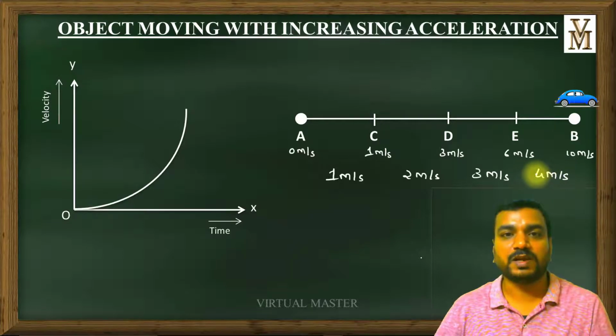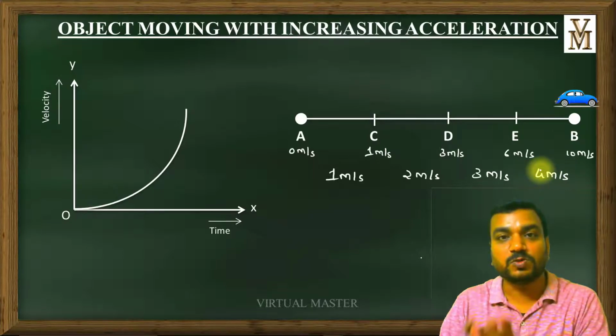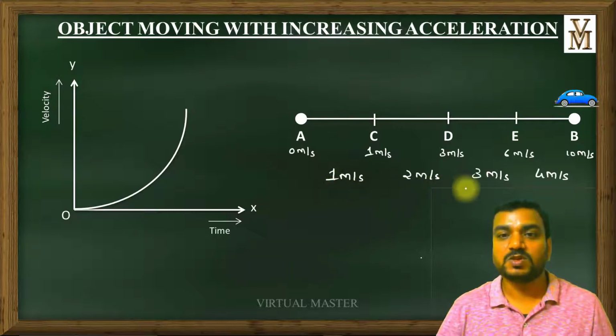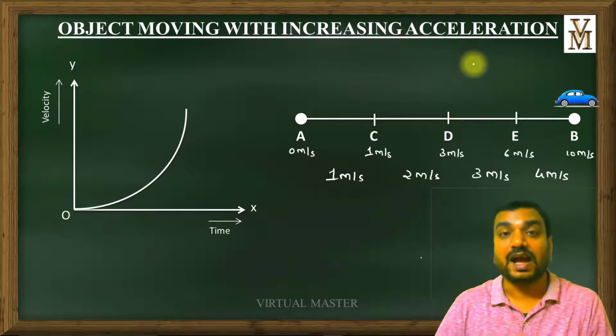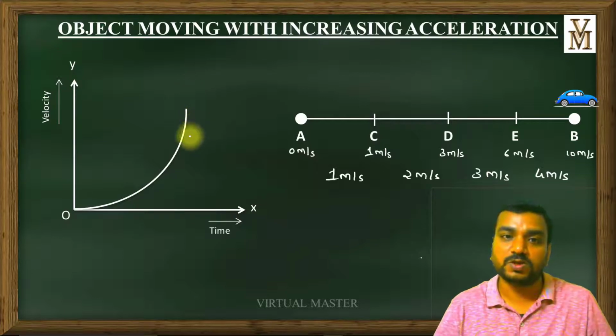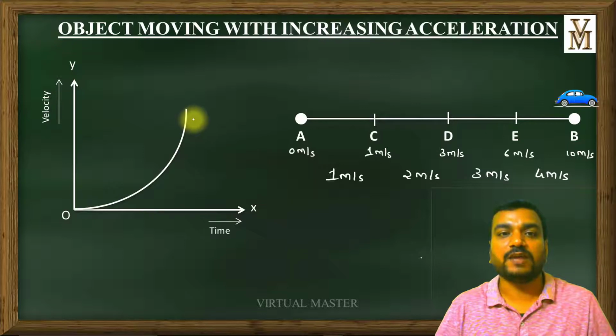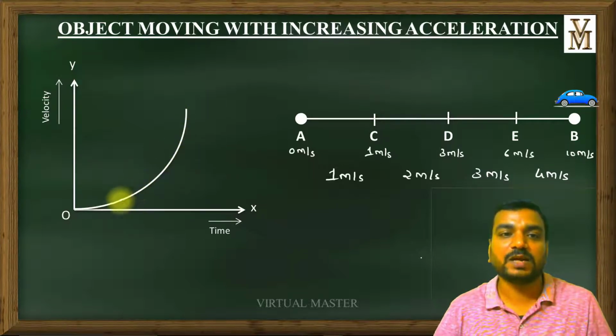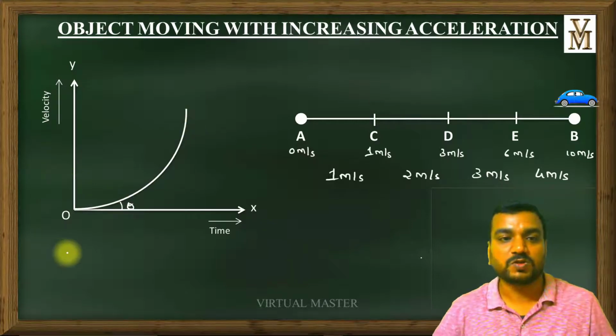If we observe properly, the change in the velocity between two points is also increasing. So we can say that the car is moving with increasing acceleration. And if we draw the velocity time graph of the car, in this case we are going to get a curve similar to the one shown in the diagram. From the graph we can easily make out that the angle made by the curve with the horizontal axis, that is theta, is increasing continuously, isn't it? So we can say that theta is increasing.